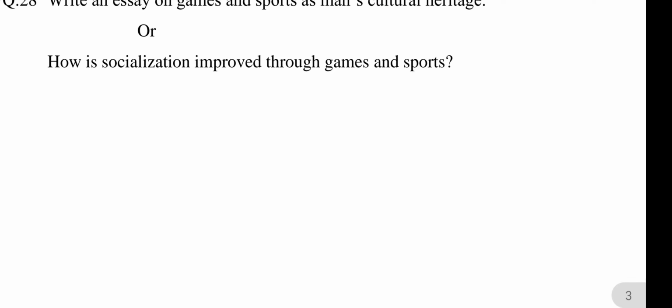Or, how is socialization improved through games and sports? This question is related to chapter number 3, sociological aspects of physical education. The answer may be, socialization is improved through games and sports in the following ways. Number 1, sympathetic behavior. 2, honesty. 3, cooperation. 4, social quality. 5, right judgment. 6, sincerity. 7, friendly nature. 8, determination. 9, model for followers. 10, accepting his mistakes.